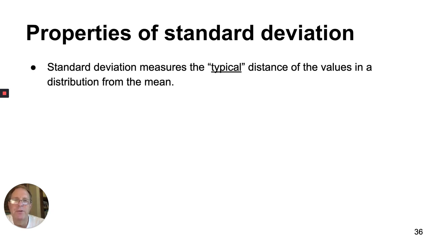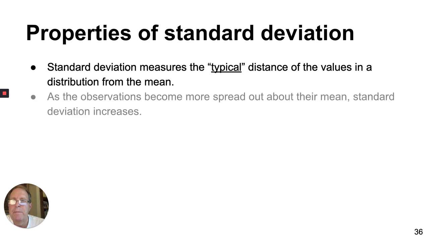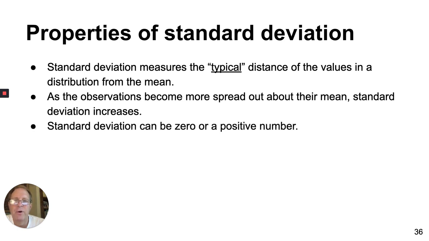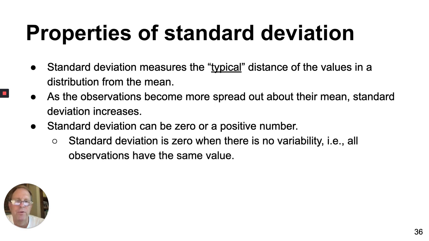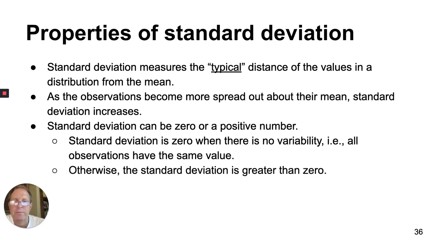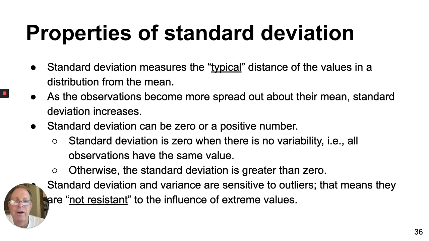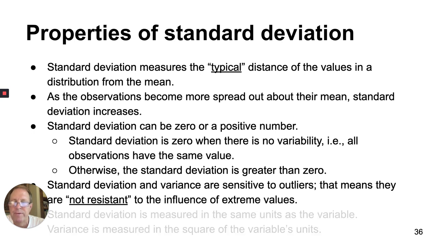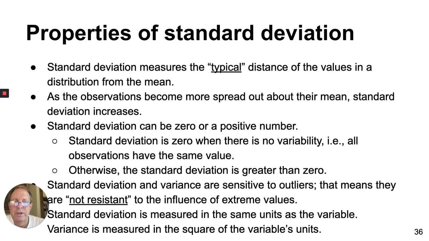Properties of standard deviation. Standard deviation measures the typical distance of the values in the distribution from the mean. As the observations become more spread out about the mean, the standard deviation increases. Standard deviation can be 0 or a positive number. It is 0 only if there is no variability, that is, all the observations have the same value. Otherwise, the standard deviation is greater than 0. Standard deviation and variance are sensitive to outliers. That means they are not resistant to the influence of outliers or extreme values. Standard deviation is measured in the same units as the variable, and variance is measured in the square of the variable's units. You'll have access to this slide deck, so you can come back to this.